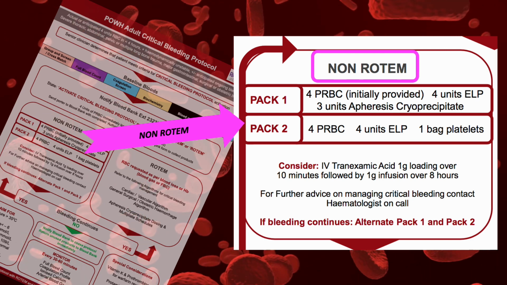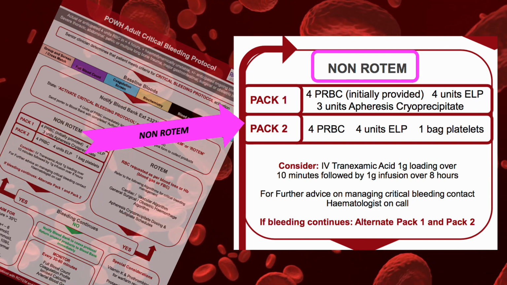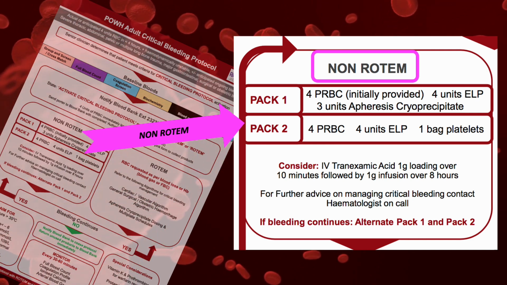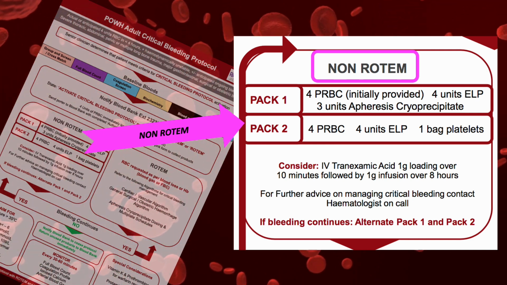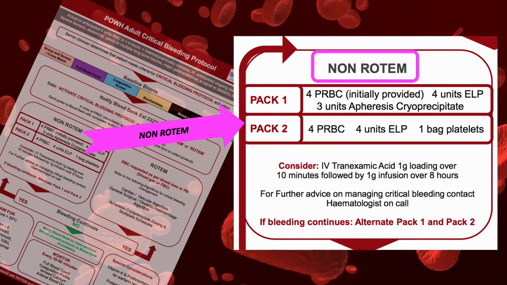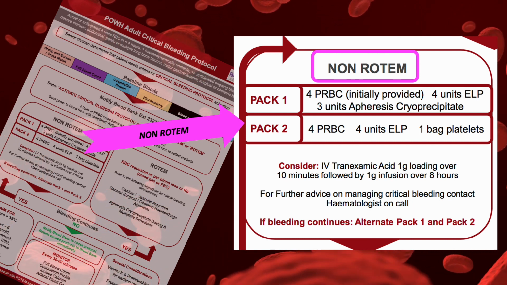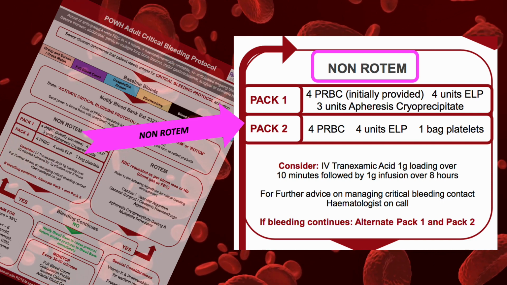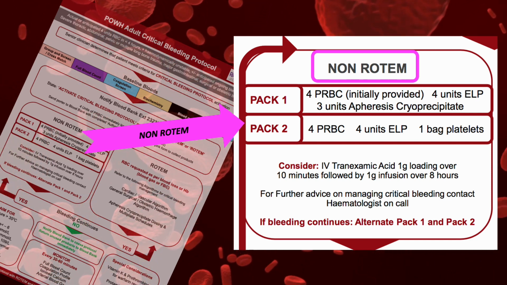In the second pack, you get another 4 units of packed red blood cells, 4 further units of extended life plasma, and a bag of platelets. You can also consider giving tranexamic acid for any patient with clinically significant bleeding. This has been shown to be particularly helpful in trauma and obstetric hemorrhage.